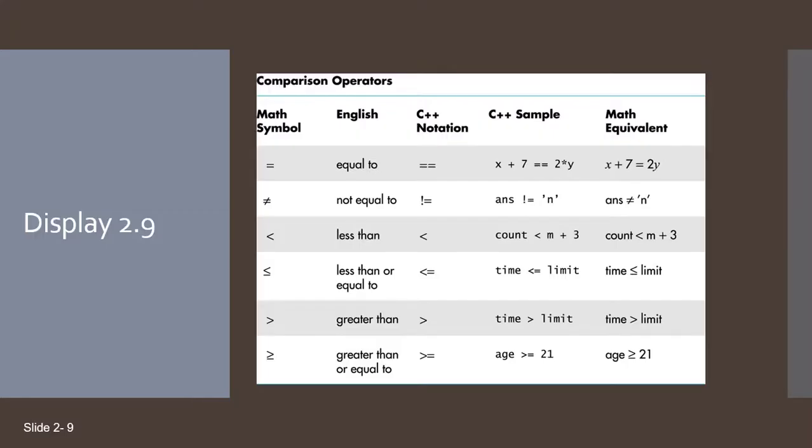And the rest are kind of what you'd expect. Less than and greater than are normal. Less than or equal to and greater than or equal to have the less than sign and then an equals, or the greater than sign and then an equals sign after it.